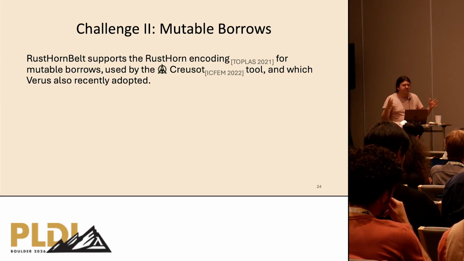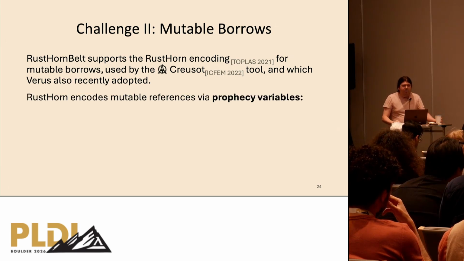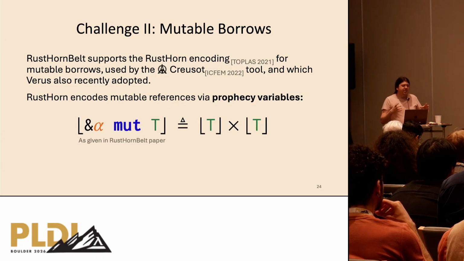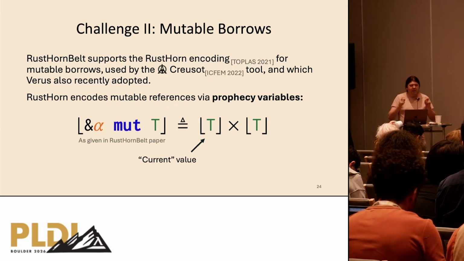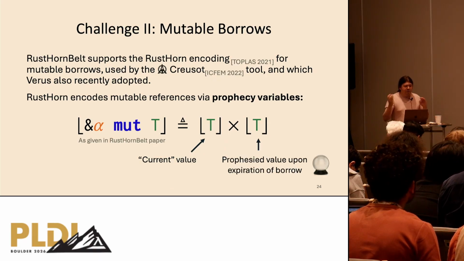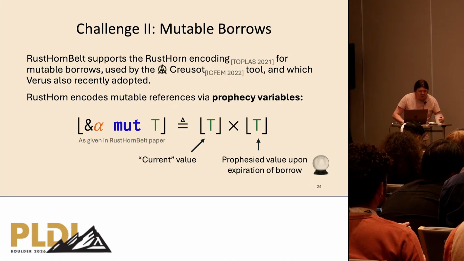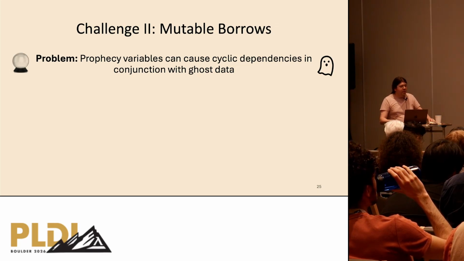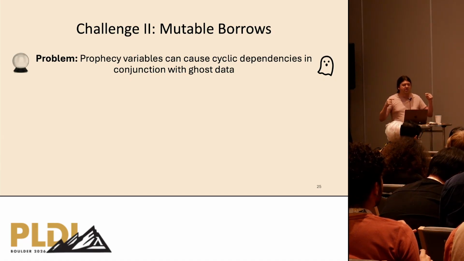OK, what exactly is the RustHorn encoding? It is an approach to mutable borrows that involves prophecy variables. Specifically, a mutable borrow is encoded as a pair that includes both the current value being pointed to by the borrow and the prophesied future value upon expiration of the borrow. So the challenge with this is not mutable borrows per se, but the prophecy variables, because the prophecy variables can cause cyclic dependencies when used in conjunction with ghost data.